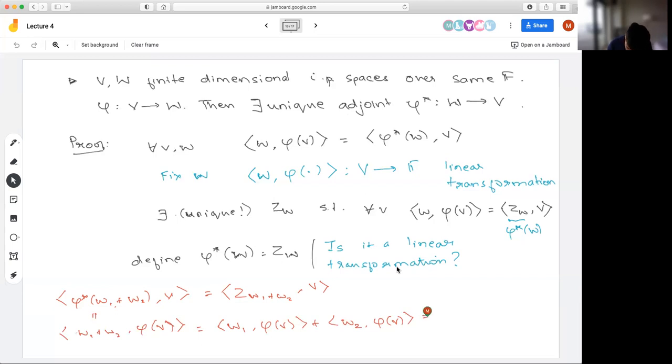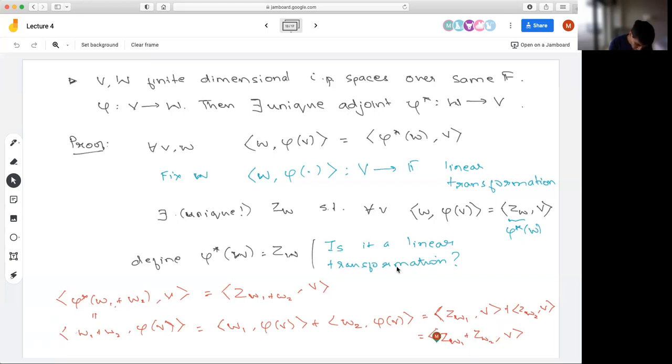And now we again use the properties of the adjoint, that this can be written as, there is a unique Z, so this can be written as ZW1 inner product V plus ZW2 inner product V. And again, using the properties of the inner product, this can be written as ZW1 plus ZW2 inner product V.